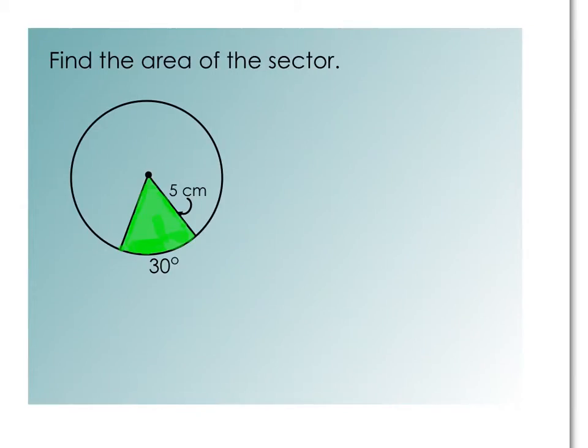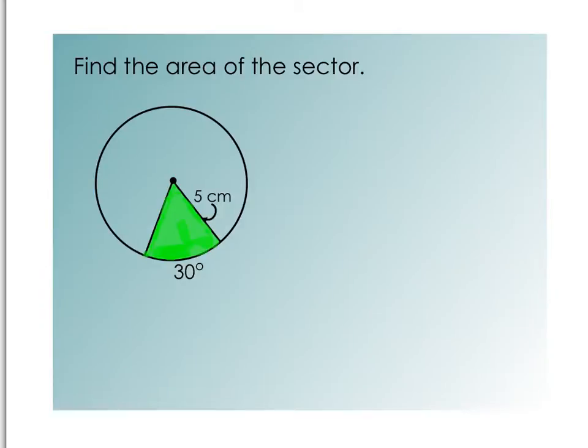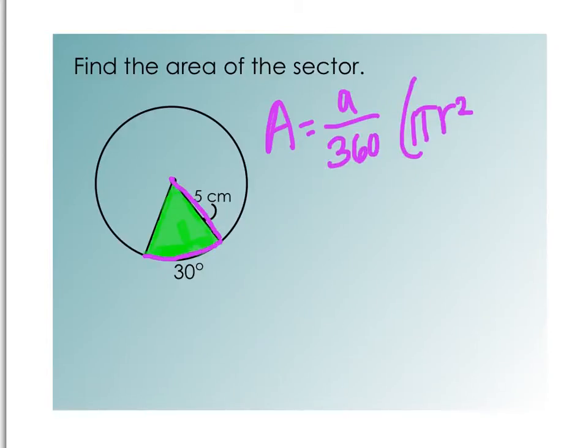In this problem, we are told that the sector has a 30-degree arc and a 5-centimeter radius. So let's set up the formula. We know the formula is A equals little a over 360 times pi radius squared. We know a couple of these values. We know little a is the 30-degree arc.